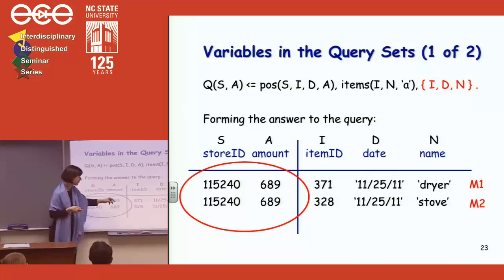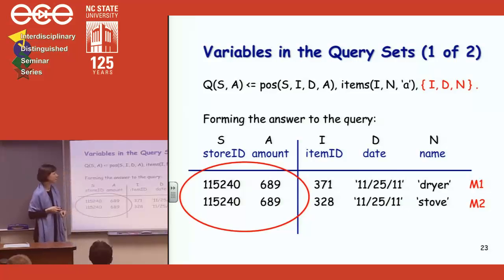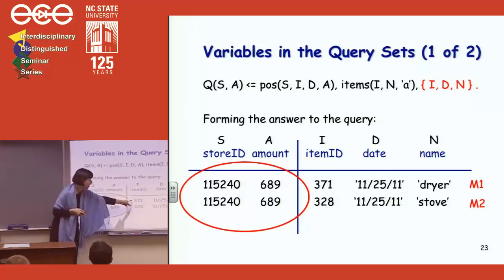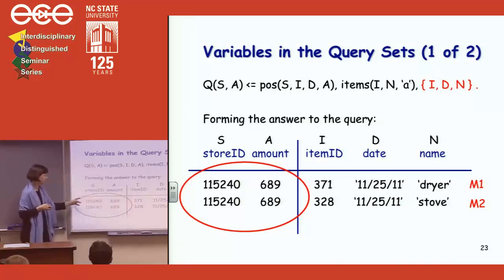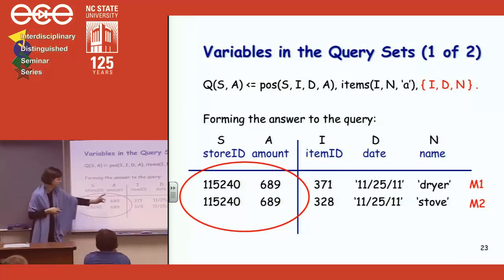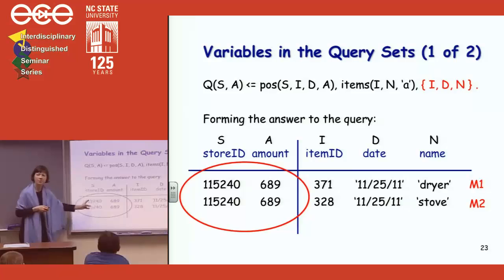So what happens in this evaluation is that if we mention a variable in the curly braces, that means as many times as we change the values of some of those variables, that's how many times we get an answer, right? So that works on the multiplicity of the answer. Same idea, same store ID, same amount for different items. Because the items are different, we have to produce this answer twice. So that's a very important point.